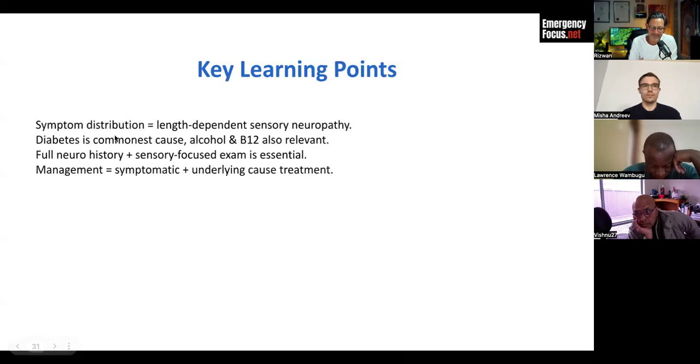Key learning points: symptom distribution, length-dependent sensory neuropathy. Diabetes is the commonest cause. Alcohol and B12 are also relevant. Neurohistory is very relevant, and management is largely symptomatic, and obviously having better control.